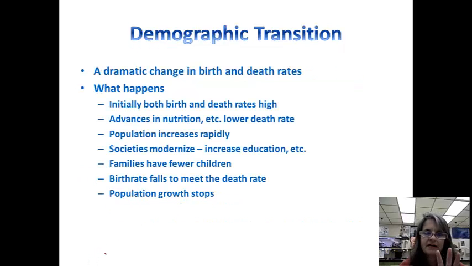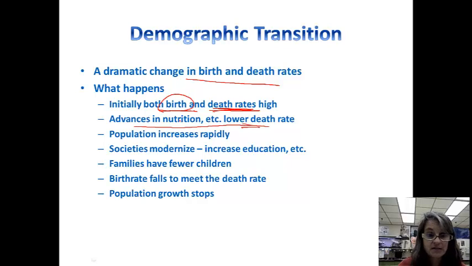Now, here is what the demographic transition is. A dramatic change in birth and death rates that happens when, imagine this country or any country, initially the birth and death rates are both quite high. Poor medical care, poor resources, and so on. So lots of babies get born, but a lot of people die, and a lot of the children die, okay? But advances in nutrition lower that death rate. So if you have advances in nutrition and lower the death rate, but you're still having lots of babies, then your population is going to increase very rapidly.